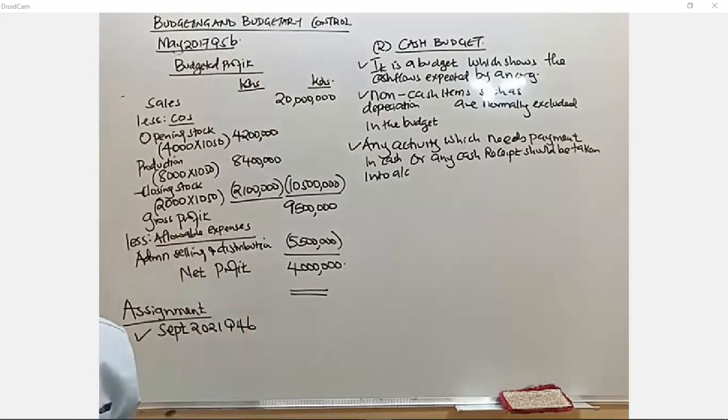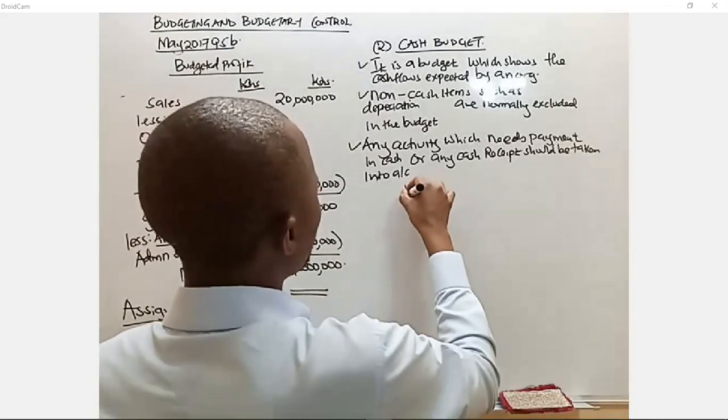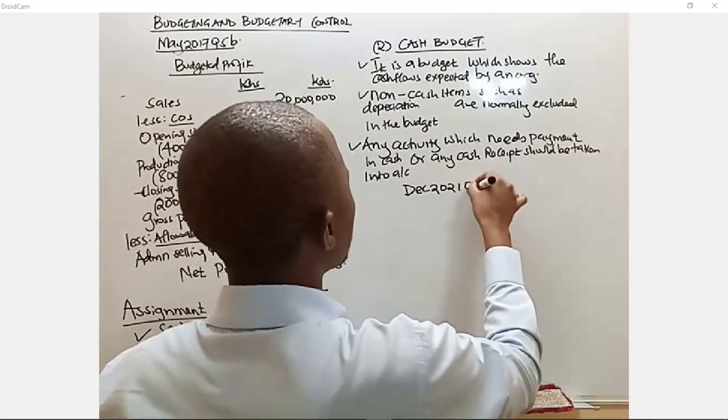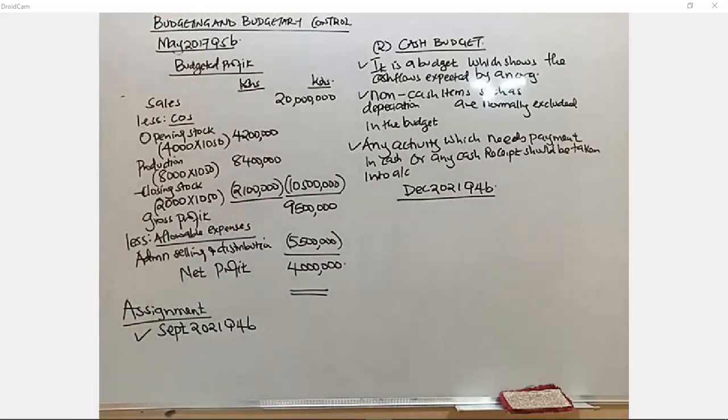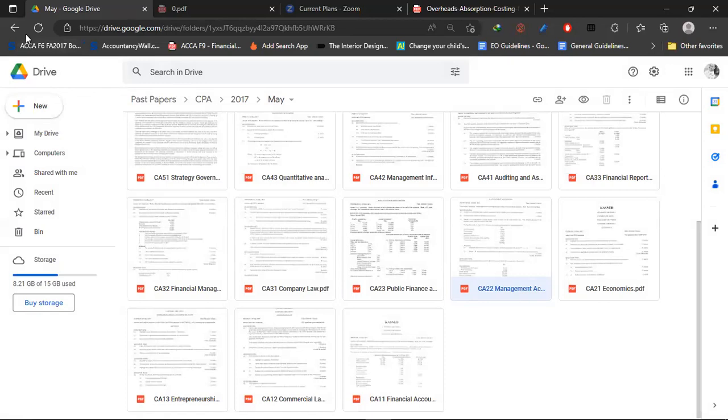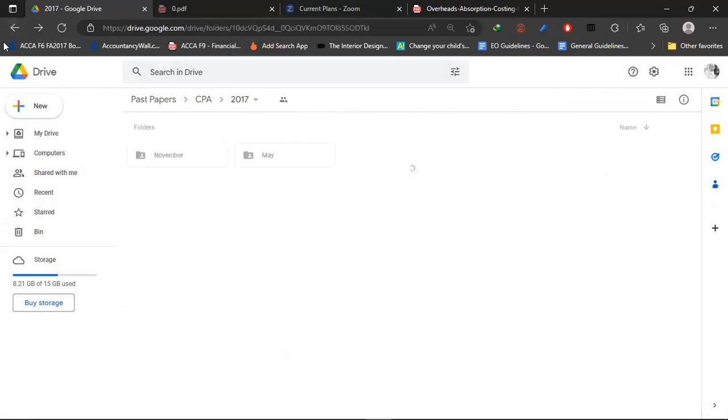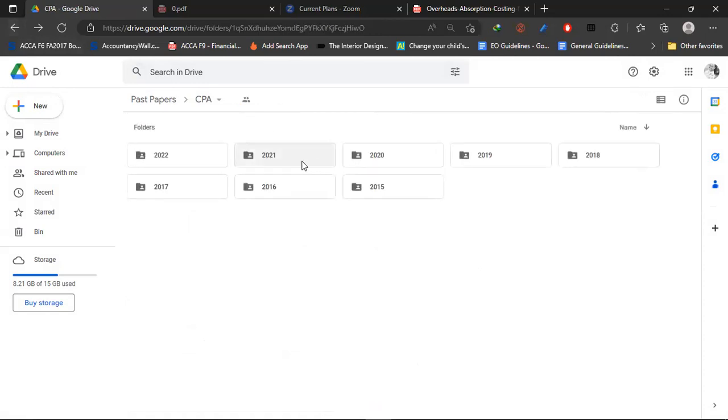Let's look at how we are preparing our cash budget. Then we go straight away to December 2021, question number 4B. December 2021, question 4B. And I will do another question, by the way, for these cash budgets. I will do one at the end of our class. So let us go to that period.